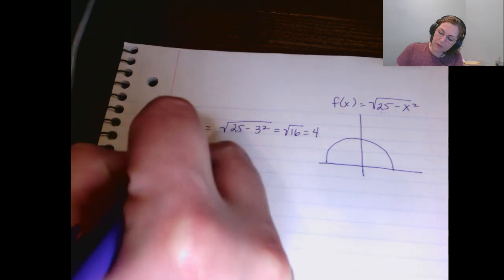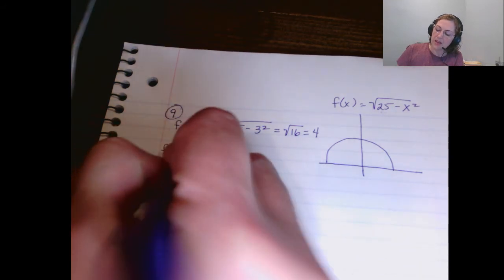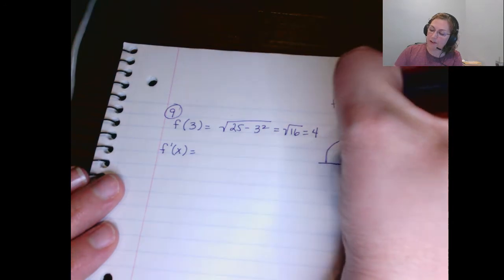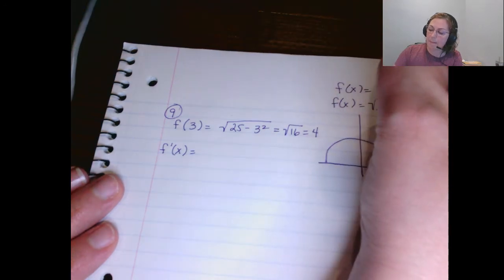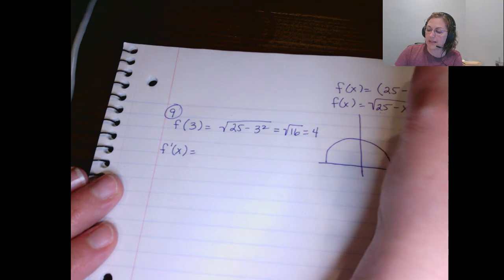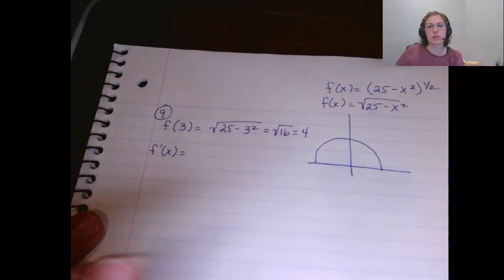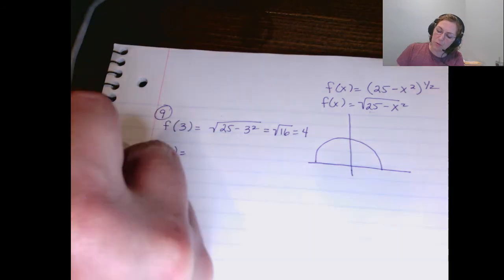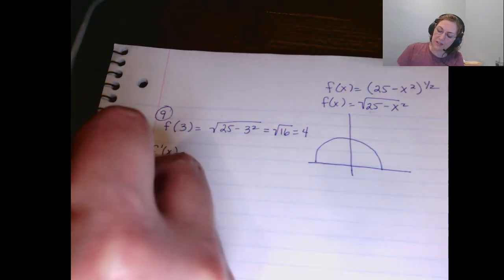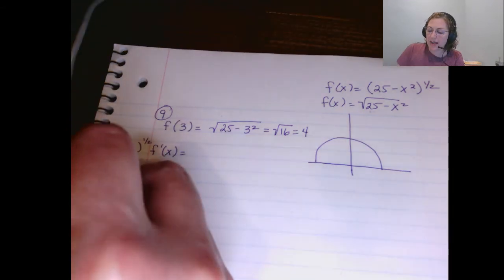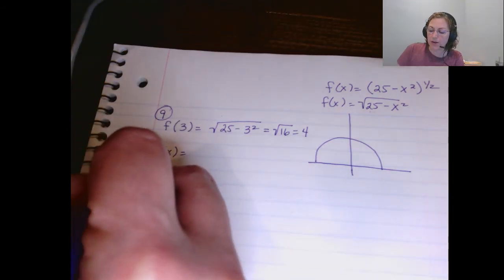Then we're asked for the derivative. And I think it's beneficial if we'll go ahead and rewrite the function as a fractional exponent instead of a radical. It's going to be easier with our chain rule. So remember here, we've got our outer function is something to the 1/2 power. We've got our inner function as 25 minus x squared.